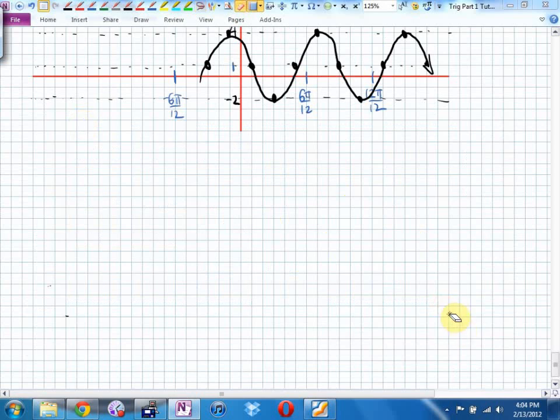Do I need another one, or is that all right? Will I ask you to graph tangent? You need to know how to find period and asymptotes and domain. Will I ask you to graph cosecant or secant? No, you don't know how to find period, asymptotes, domain, and range. Any others, folks?